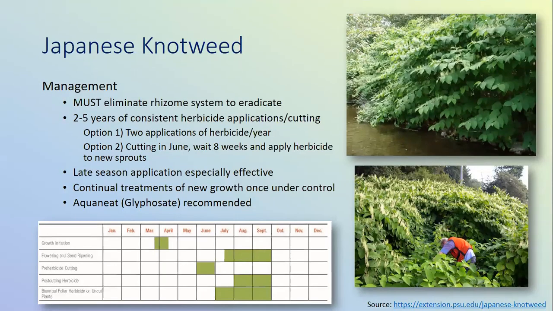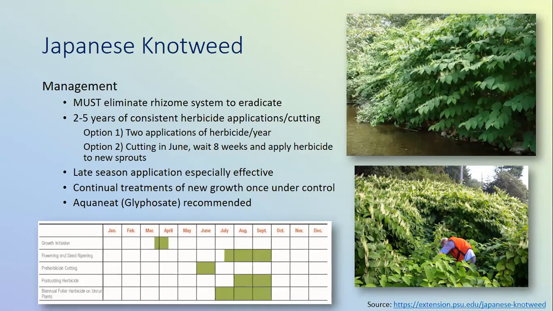So how to manage this? Managing knotweed is going to be extremely difficult. This is one of the hardest ones to manage. You have to eliminate the rhizome system in order to eradicate them, which is the tough part here. It will take about 2 to 5 years of consistent applications and cuttings to get this even just under control.